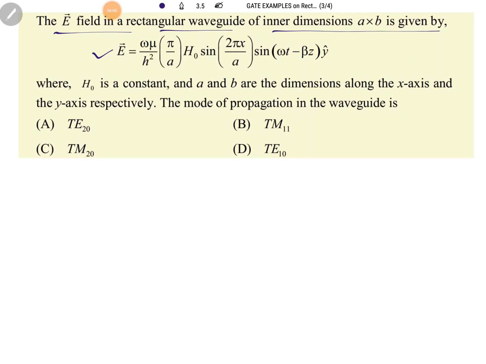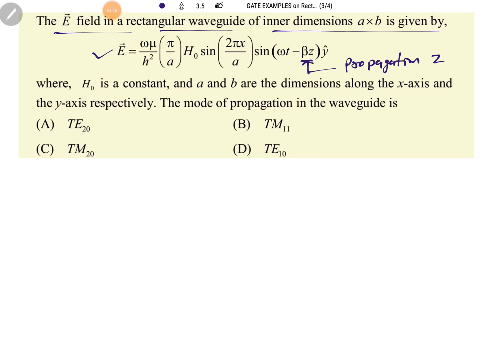Now if you see this basic formula, based on that we can say this electric field, omega mu by h square into pi by a, H0 sine of 2 pi x by a sine of omega t minus beta z, is showing an electric field that is propagating along the z direction. So propagation is happening in the z direction.